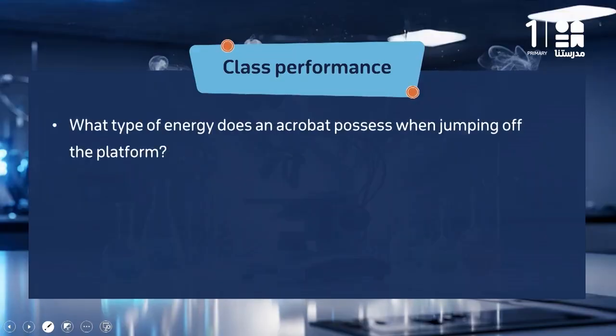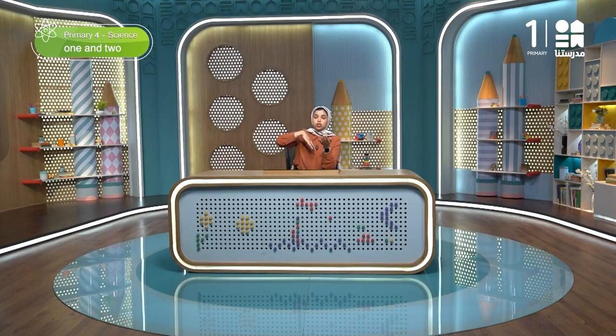For example, what type of energy does an acrobat, a clown, possess when jumping off the platform? There is a motion, but before the transformation into motion, he has potential energy. If he's standing, doing nothing, of course he has potential energy stored in his body. Then once he jumps, the potential energy will change into kinetic energy.